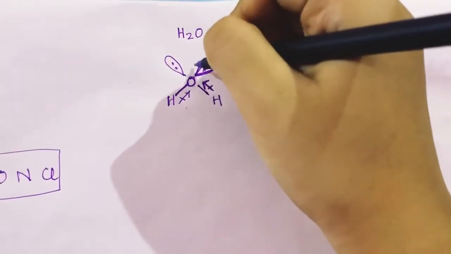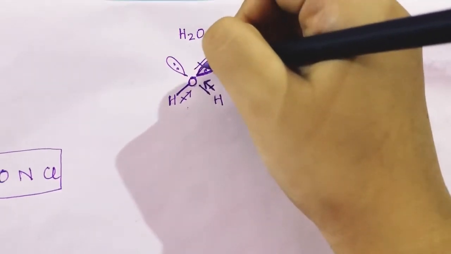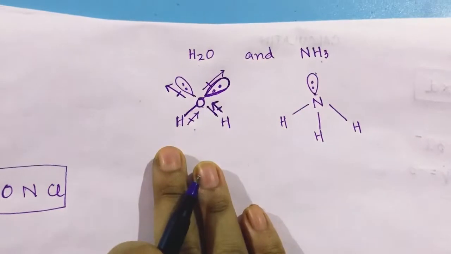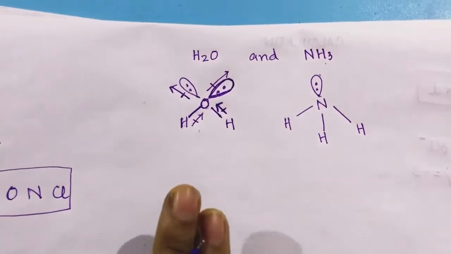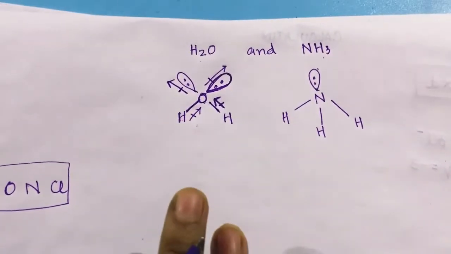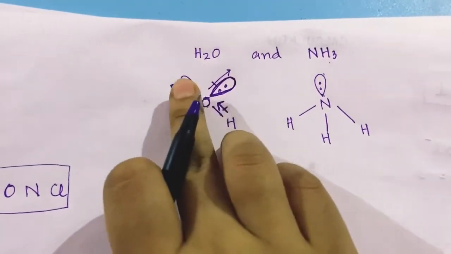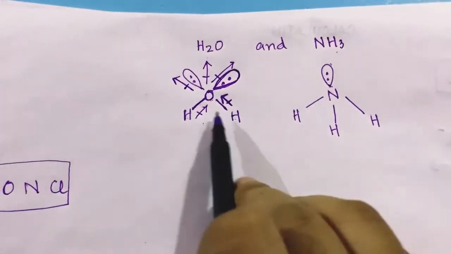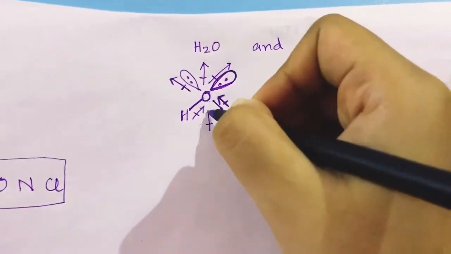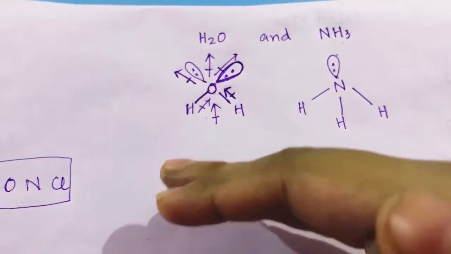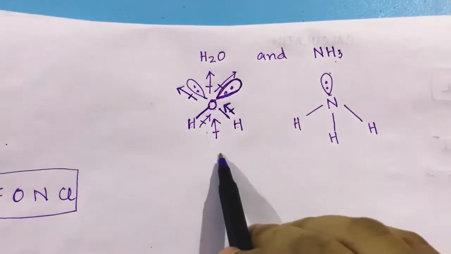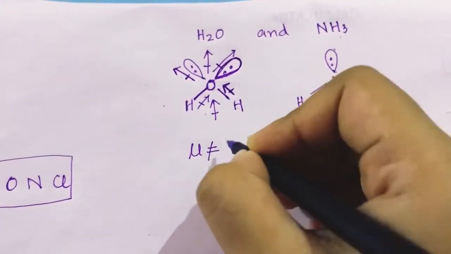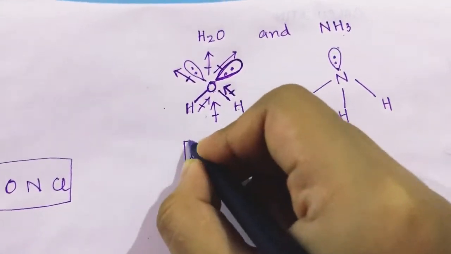Whenever lone pairs are present, the direction of the dipole moment always goes towards the lone pair. That means here the direction will be in this way, and here also in this way. So we can see all the dipole moments are going in the forward direction. This too will have some net in this direction, and this too will also have a net in this direction. So the net is in the upper direction. So here we can clearly say that the net dipole moment in this compound will not be equal to 0.